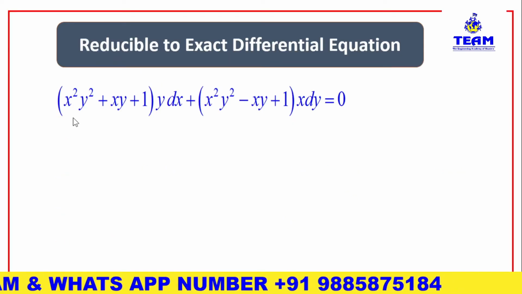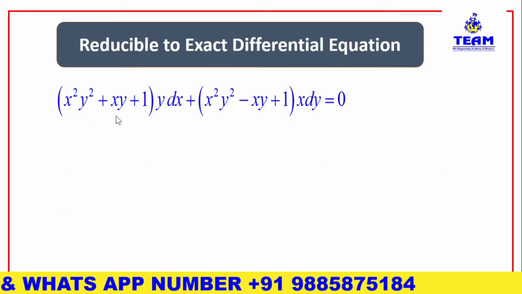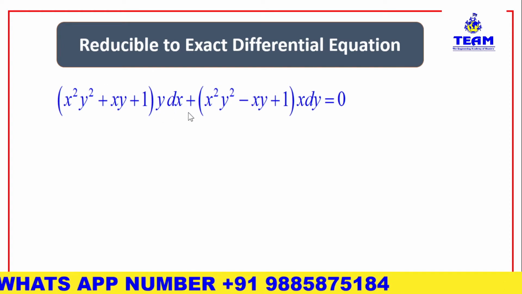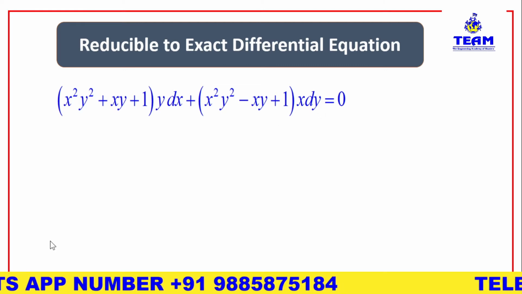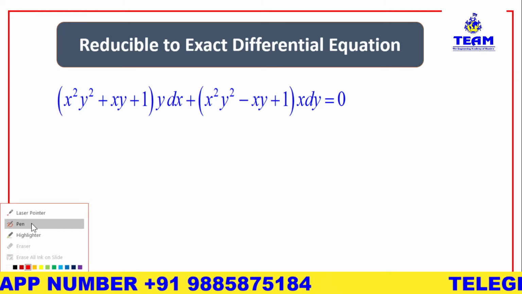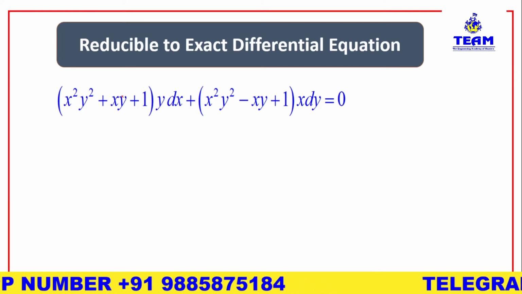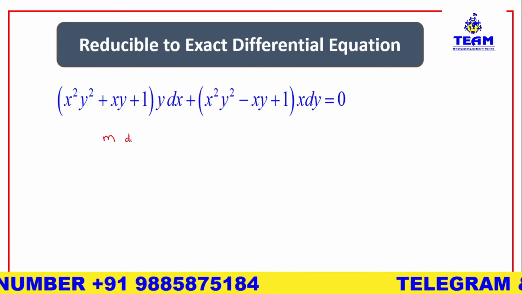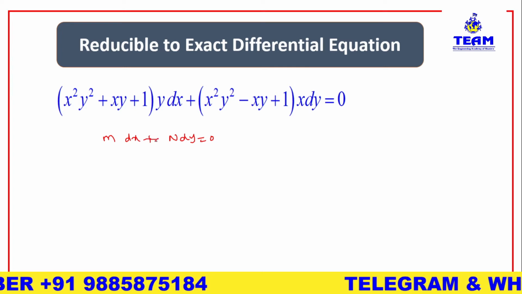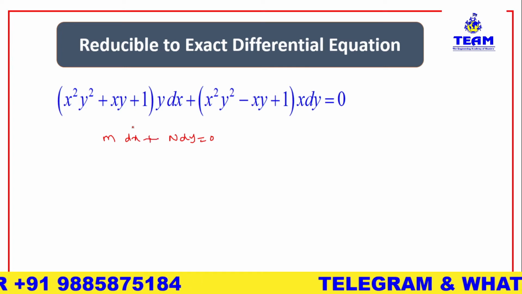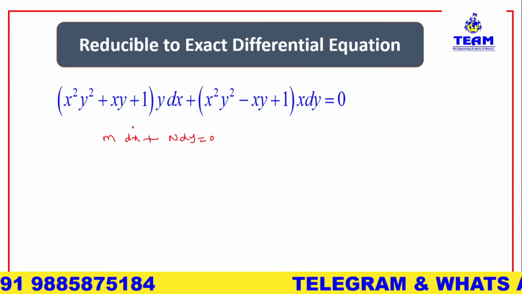First problem, what are they given? (x squared y squared plus xy plus 1) into y dx plus (x squared y squared minus xy plus 1) into x dy is equal to 0. Okay friends, here you observe. This is in the form of M dx plus N dy is equal to 0 form or not? Yes. Moreover, I have given the integrating factor methods on the right side; find the integrating factor.